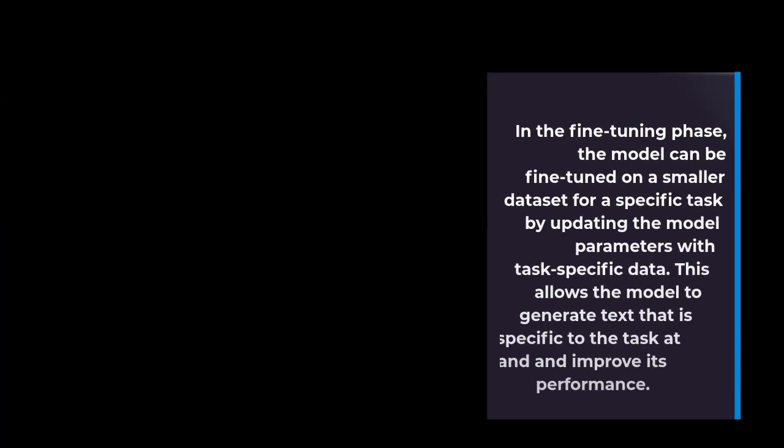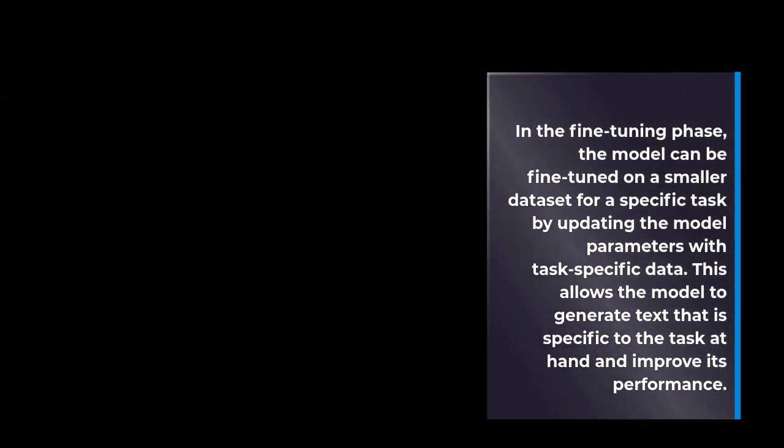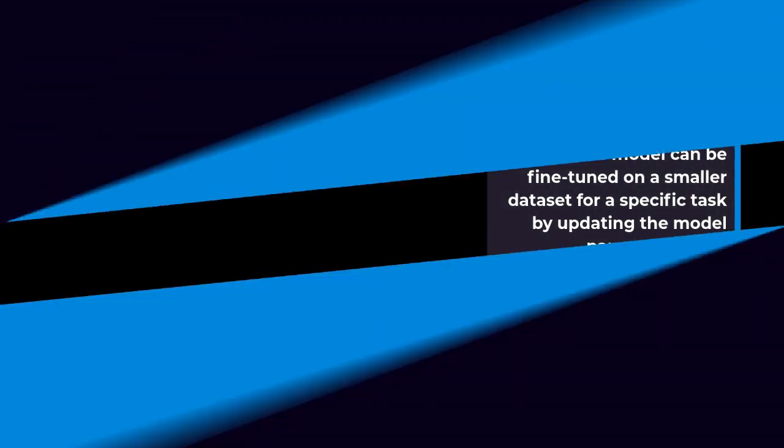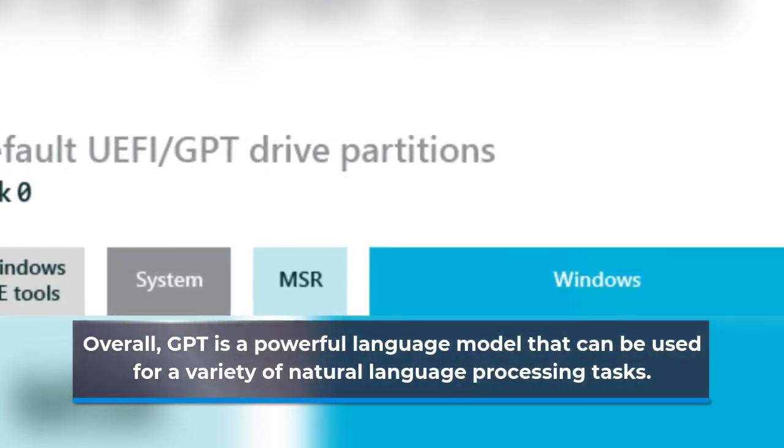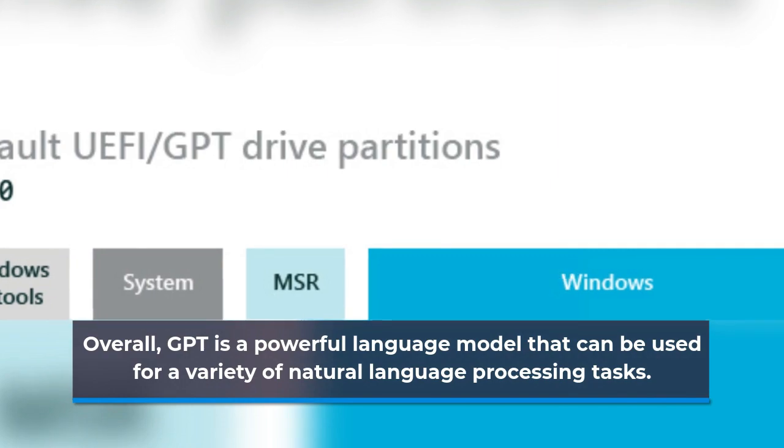During the training phase, the model learns to predict the next word in a sentence by minimizing the difference between the predicted word and the actual word in the training dataset. In the fine-tuning phase, the model can be fine-tuned on a smaller dataset for a specific task by updating the model parameters with task-specific data. This allows the model to generate text that is specific to the task at hand and improve its performance.